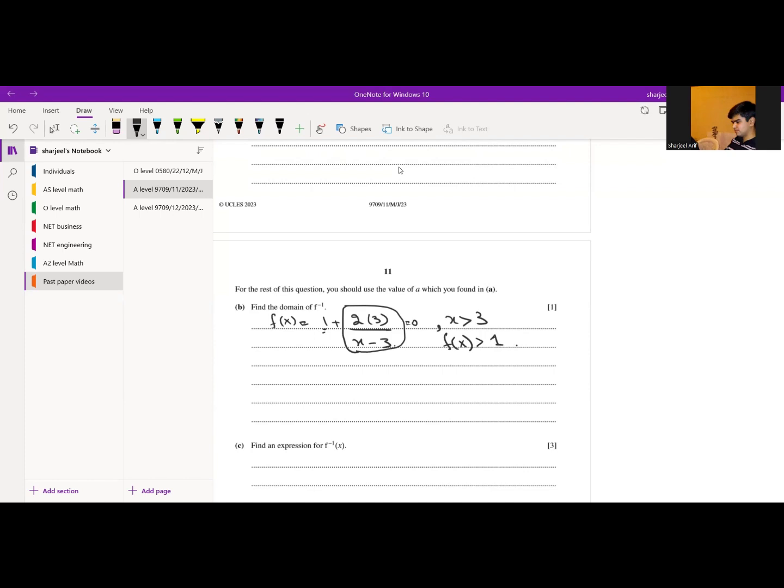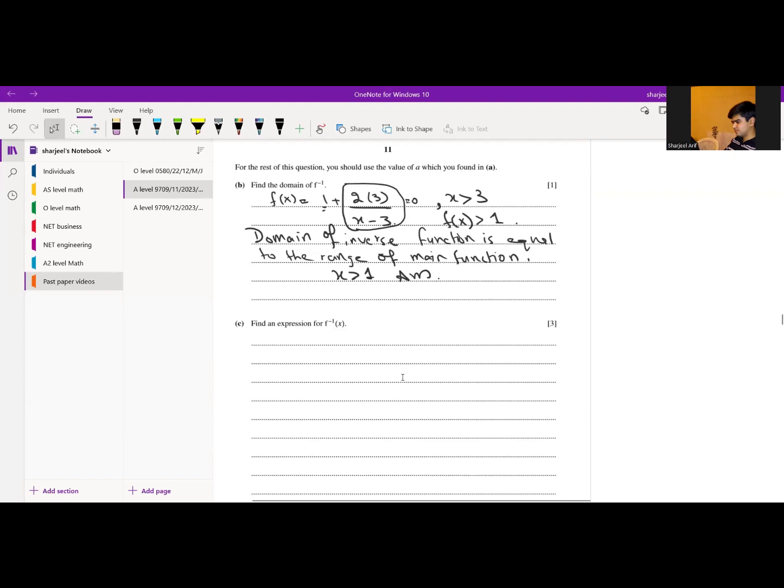And the rule is that the domain of the inverse function is equal to the range of the main function. So x should be greater than 1, is your answer.